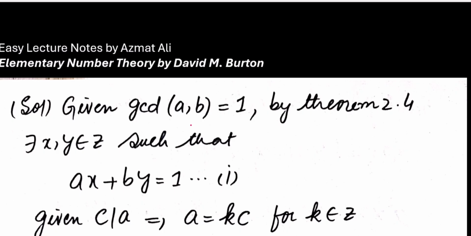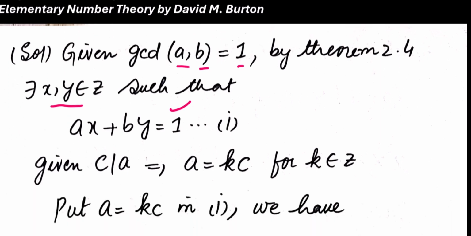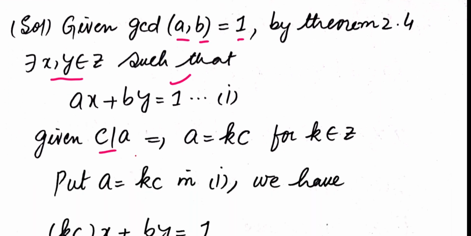Given that the GCD of A and B is equal to 1, by theorem 2.4, we can find integers x and y such that this linear combination is equal to 1. It is given that C divides A. So by the definition of divisibility, we can find an integer k such that we can express A as k times C. This is the definition of divisibility.